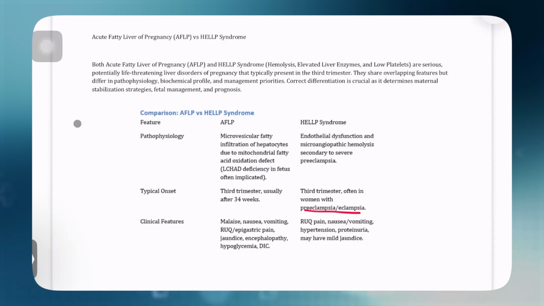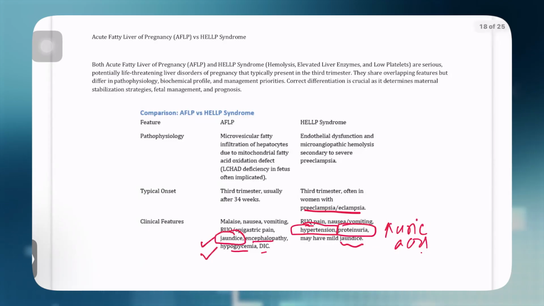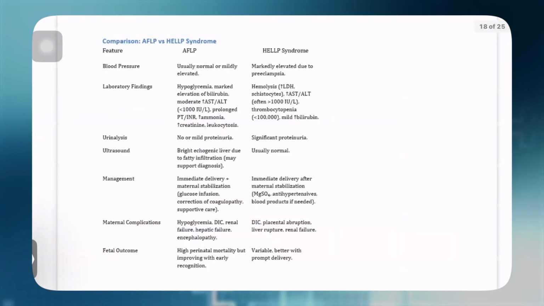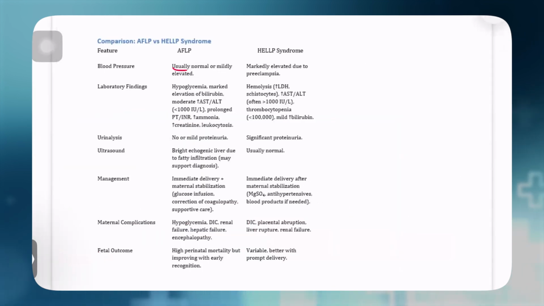Clinical features of AFLP are malaise, nausea, vomiting, right upper quadrant pain, epigastric pain, jaundice, very fast encephalopathy, hypoglycemia because of liver failure, and of course DIC. Whereas in HELLP syndrome, there is pain, nausea, vomiting, everything, but there is hypertension, proteinuria, and increased uric acid levels also. Jaundice is mild in HELLP, whereas in acute fatty liver of pregnancy, jaundice is very robust. Blood pressure is usually normal or mildly elevated in AFLP. In HELLP syndrome, it is markedly elevated.